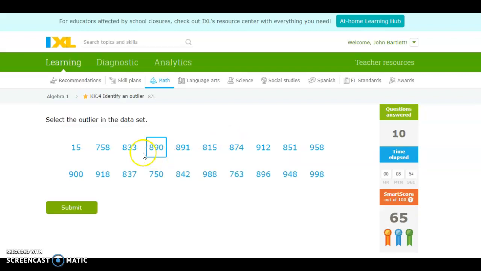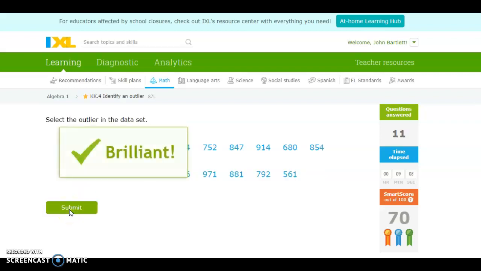So every time it's just going to give you a data set. So you're going to look at all of these numbers. There's a ton of numbers, but one that sticks out like a sore thumb is right here, a 15. You're in 700, 800s, 900s, and then you have this 15 over here. That is definitely my outlier.